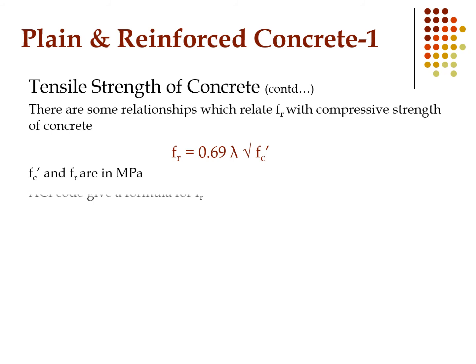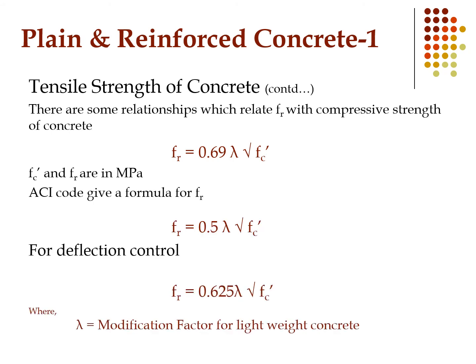Now some relationship between modulus of rupture and compressive strength of concrete. Fr, modulus of rupture, is equal to 0.69 λ √f'c. f'c is basically the compressive strength. Lambda is the modification factor for lightweight concrete, and it is considered as 1 for normal weight concrete.